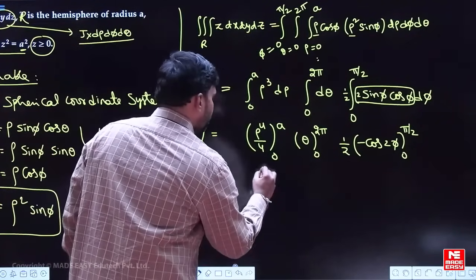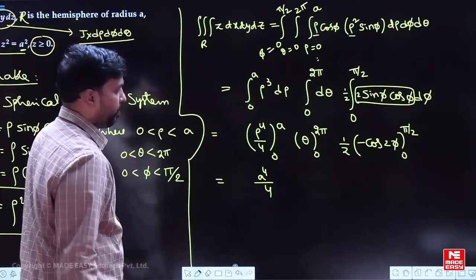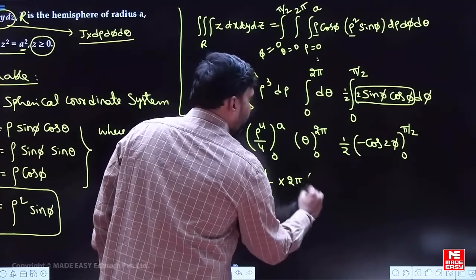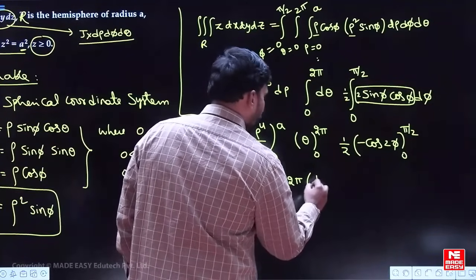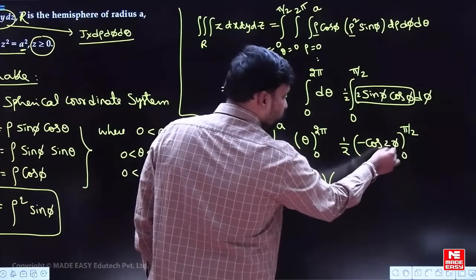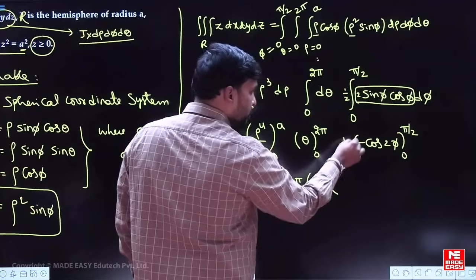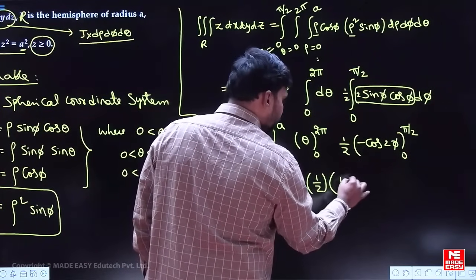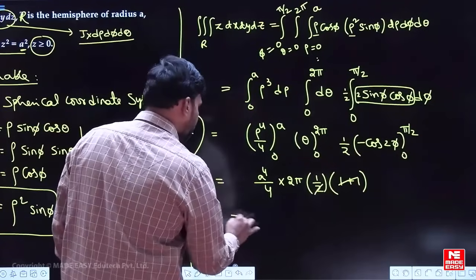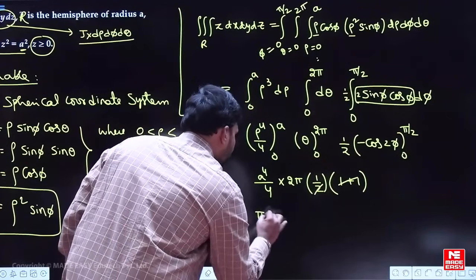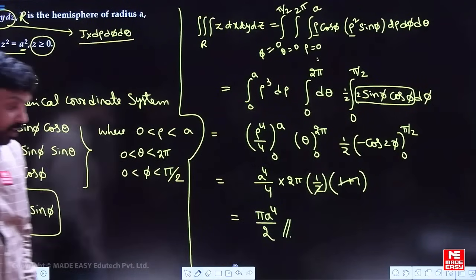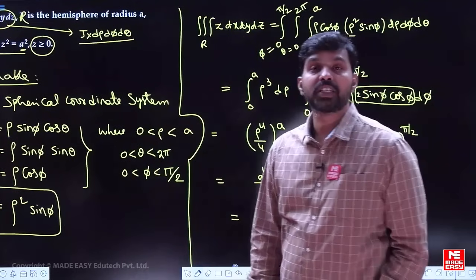So this is going to be a power 4 by 4, and this will be into 2 pi here, and this will be 1 by 2 into, what is this? When you put pi by 2 into this, the 2 gets cancelled, cos pi is minus 1, minus minus is plus, and cos 0 is 1 here. So these two get cancelled. So this answer is going to be pi a power 4 by 2. So this is the integral value of this. So this is a triple integral.